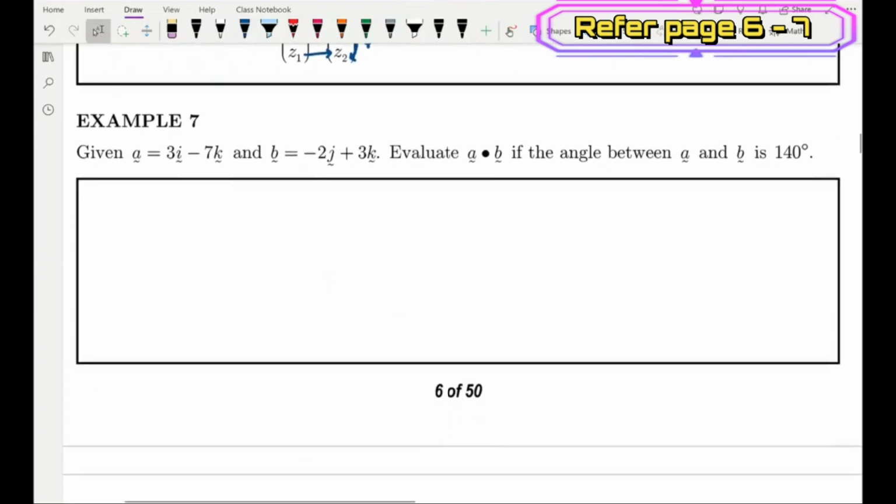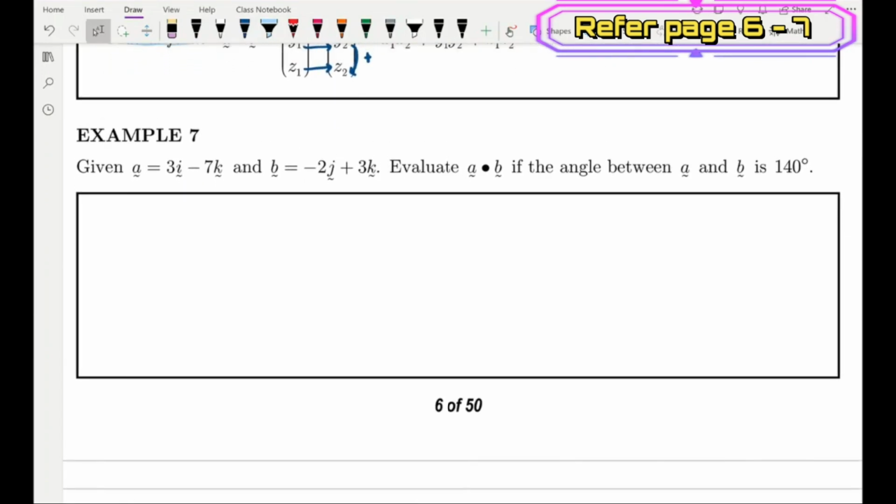Example 7. Given A is 3i minus 7k and B equal to negative 2j plus 3k. Evaluate A dot B if the angle between A and B is 140. For this question, given the angle is 140, that means we have to use the first formula, A dot B equal to magnitude A times magnitude B times cos theta.